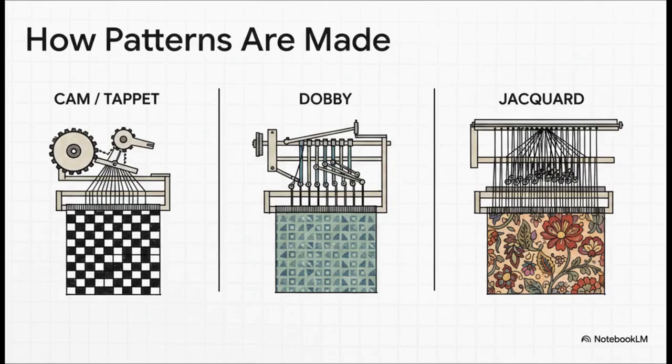So what about the patterns? How are those made? Well, that's all controlled by the shedding mechanism. The simplest one is called a cam or tappet system, which can only really create basic weaves, like a plain checkerboard or a simple twill. A Dobby loom is a step up. It can control whole groups of warp threads to make small geometric patterns. But the absolute master of complexity is the Jacquard mechanism. It can control every single warp thread one by one, which means you can create the most incredibly detailed and intricate patterns you can possibly imagine.